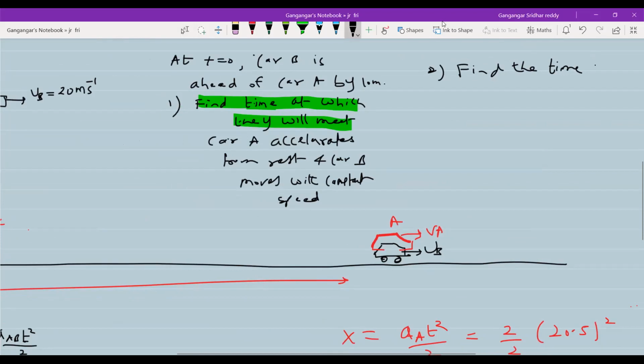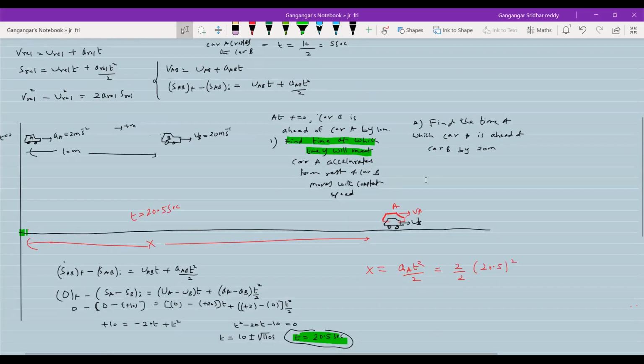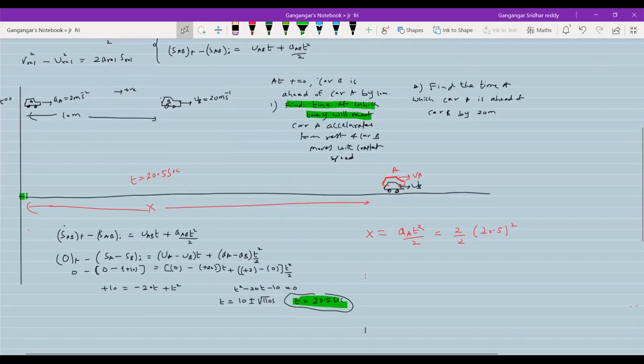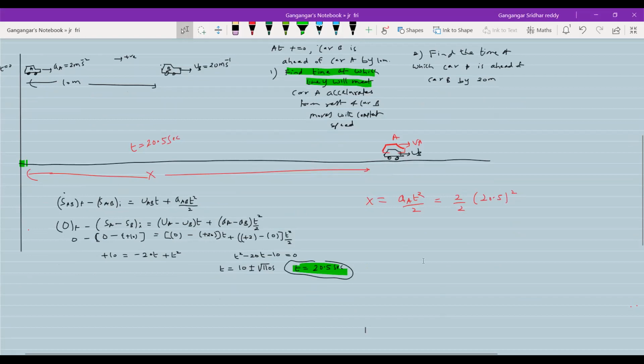Find the time at which car A is ahead of car B by, say, 20 meter. After what time? This is the second part of the problem. What changes are you going to make? It's all about how you are going to use that equation.